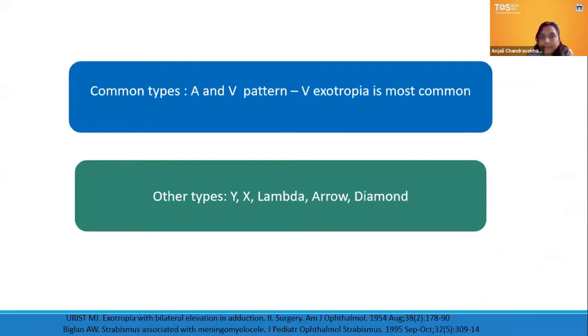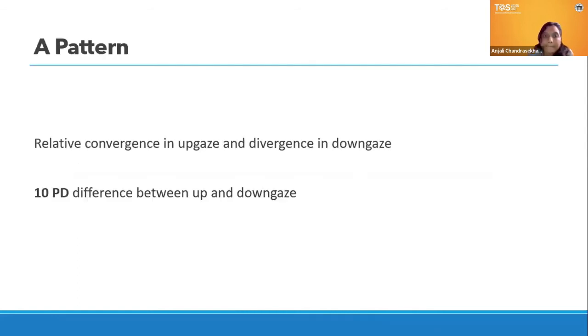There are many types of this. The common types are the A and V pattern, as we know, and V exotropia is the commonest of the lot. There are some other types like Y, X, lambda, arrow, and diamond, of which Y and X are commoner. So what is an A pattern? A pattern happens when there is a relative convergence in up gaze and a divergence in down gaze, mimicking the alphabet A. And the difference we take as 10 prism diopters between up and down.